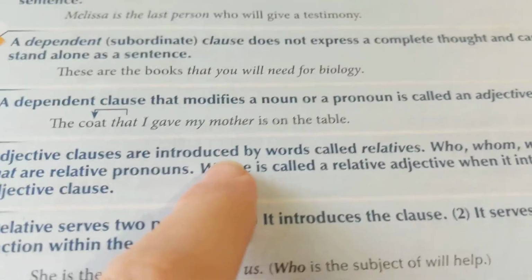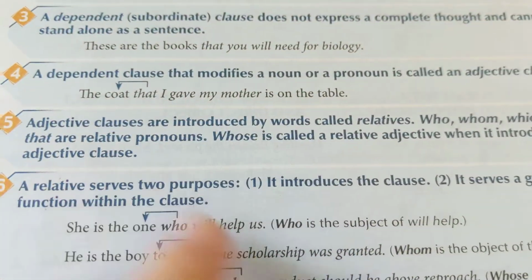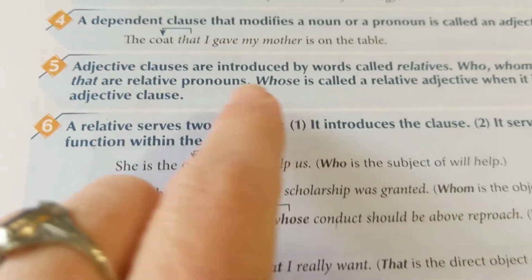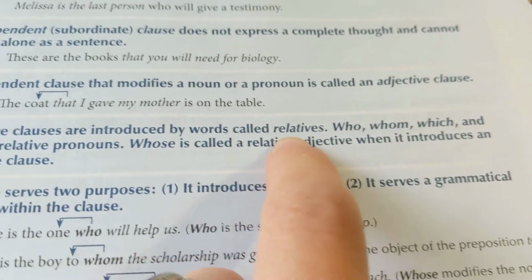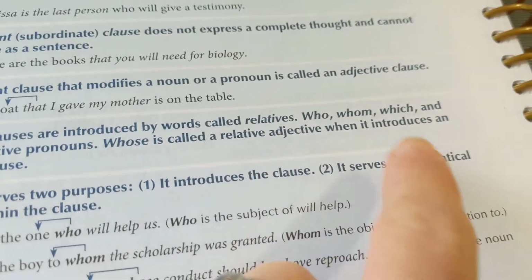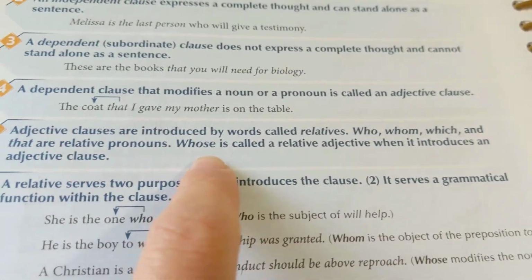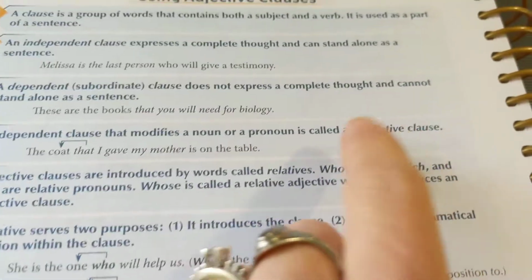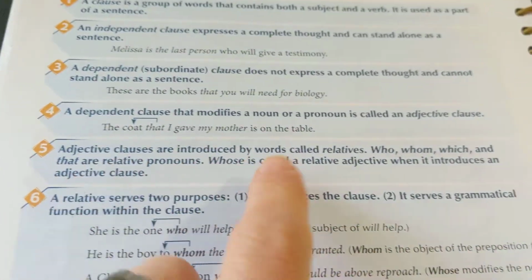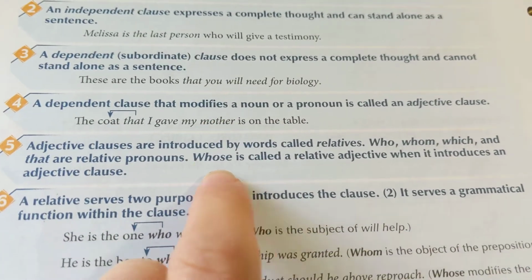But you may say, Miss Flint, this is not easy. Well, I'm going to give you what I like to call my clue words to show you. I'm going to skip to that before I go over the example. Look at number 5. Adjective clauses are introduced by words called relatives, relative clauses. These are the words they start with: who, whom, which, that, and whose. How many words are there? Five words introduce your adjective clauses. Those are your clue words to tell you that a dependent adjective clause is coming.